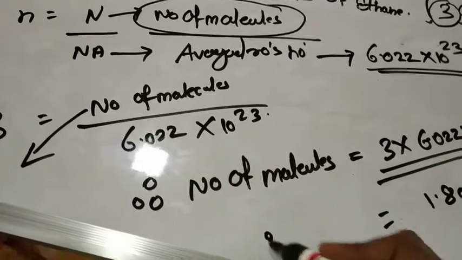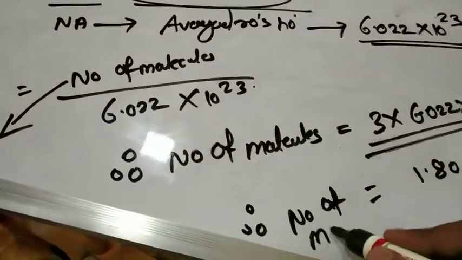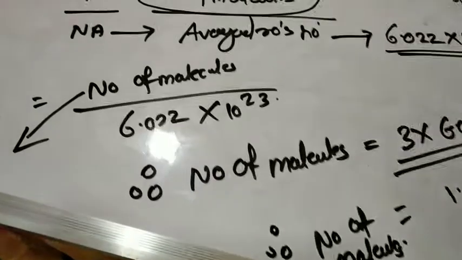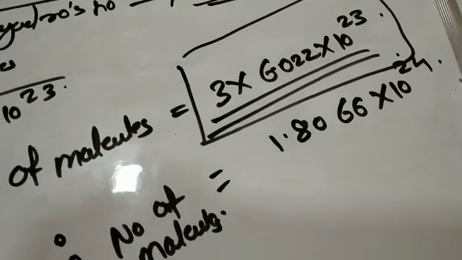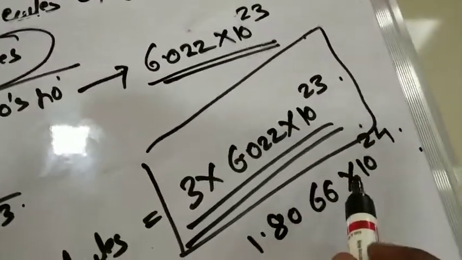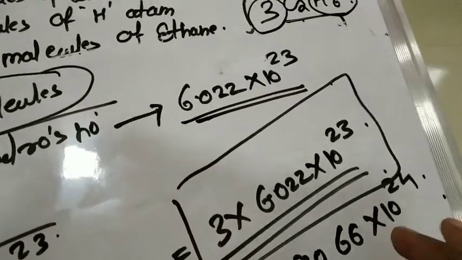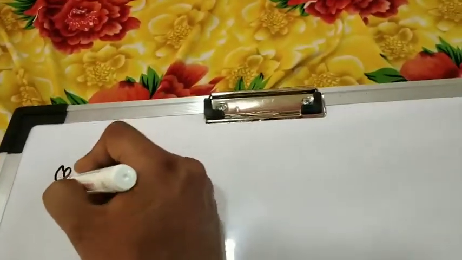Okay, so this will be the number of molecules. Calculate this term, multiply by 3, you will get the value 1.8066 into 10 raised to 24. So this is the value obtained. Okay, I hope that you have understood the concept. Okay, my dear students, let's go for the next question. That is question number 11.